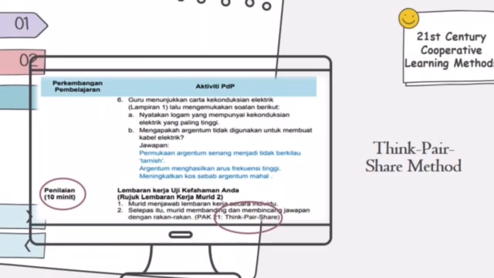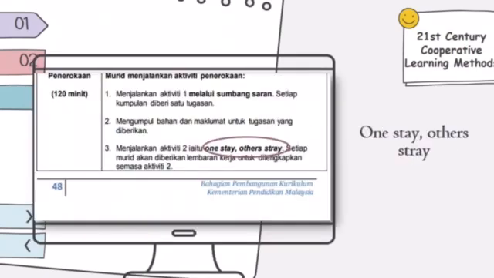And as you can see in the picture on the left, this method is recommended to be used in teaching and learning chemistry during the assessment stage. Okay, the last example of cooperative learning method is one stay, others stray. This method is simple. Let's say we have 3 students per group. Then a student will stay at the presentation table as a young teacher. Meanwhile, the 2 other students from the same group will stray or roam to another station to gain knowledge from the presentation of another group.